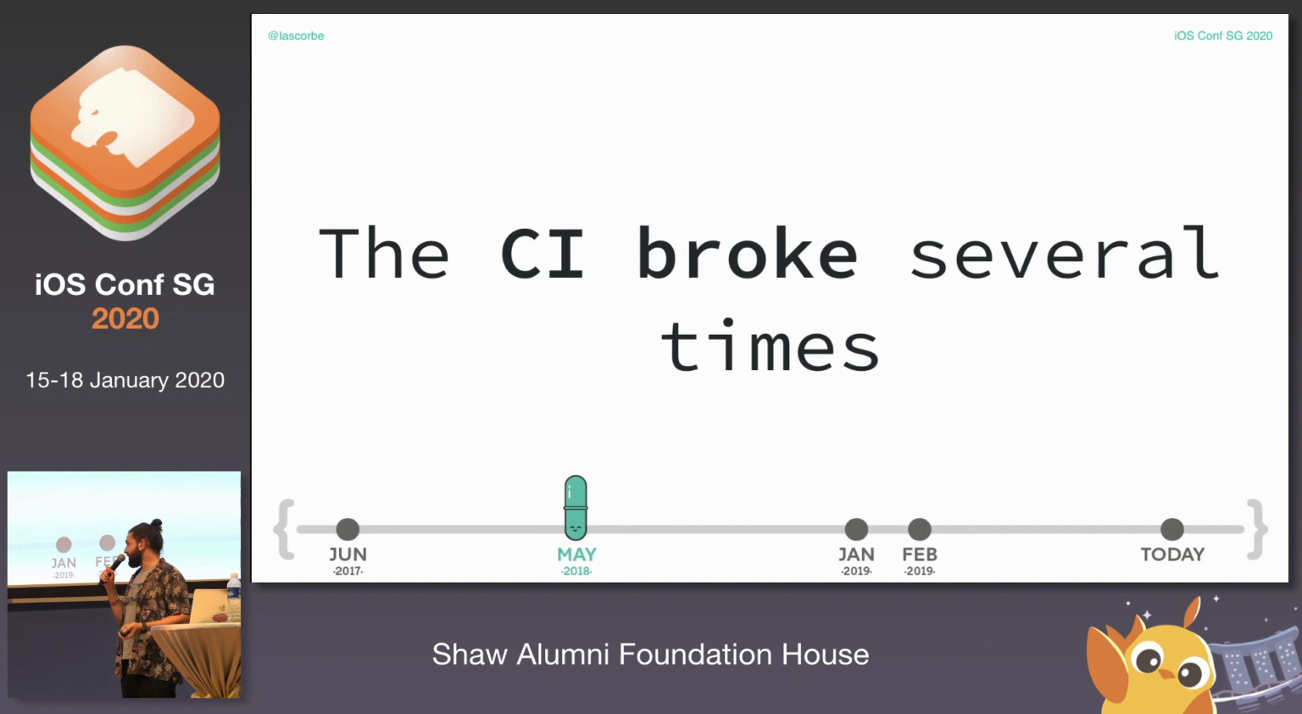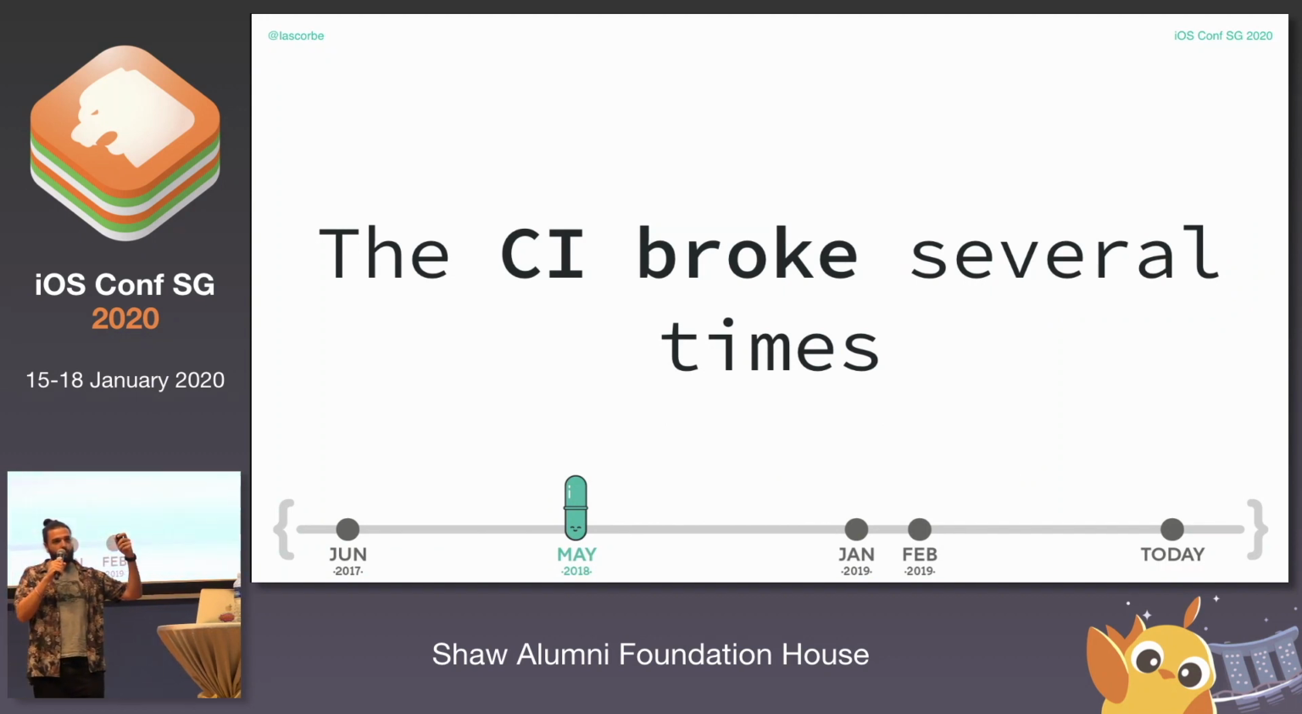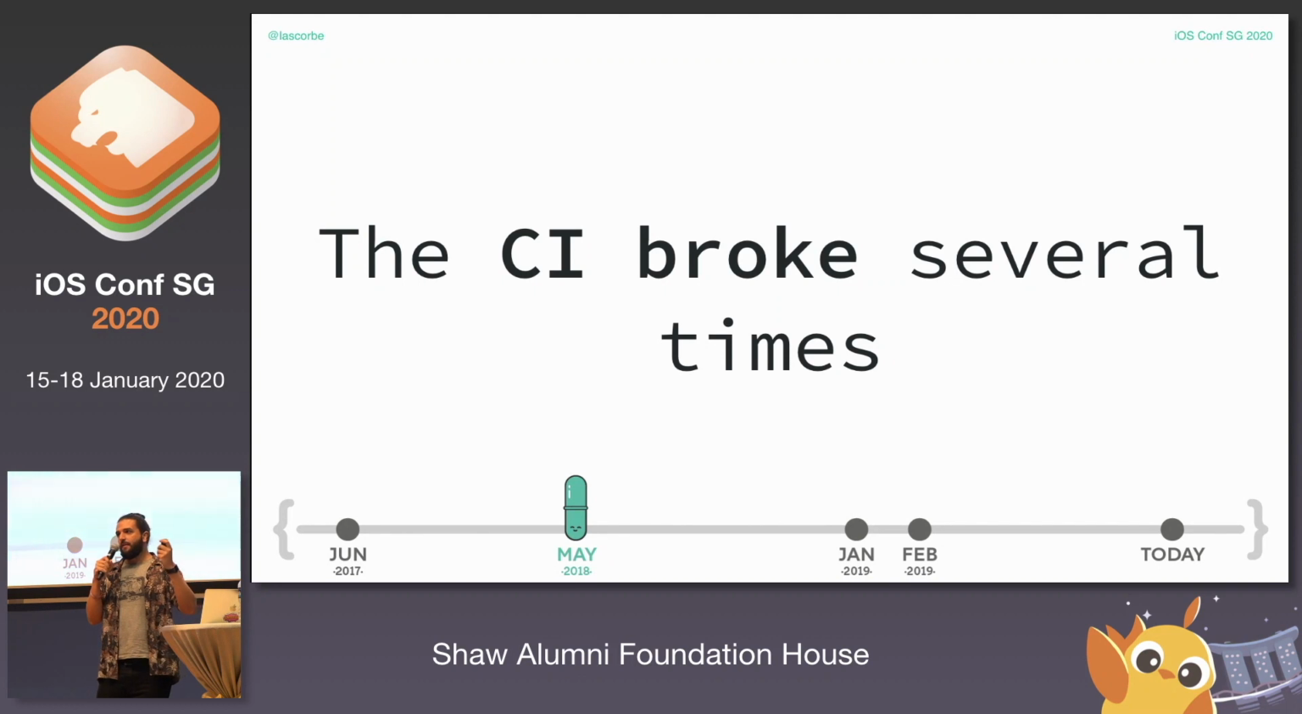But the CI broke several times during this process. Remember that we are on a team. You, of course, have to keep developing new features. You still have to change code. You have to fix bugs in production. You have to continue working on what you're doing, right? Meanwhile, we have to deal with this issue with the compiler bug.